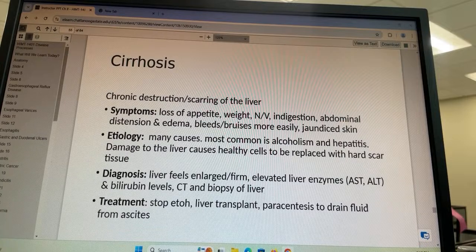Anybody know what jaundice is? Yeah, so we get the yellowing of the skin, sometimes even the eyes can look yellow.